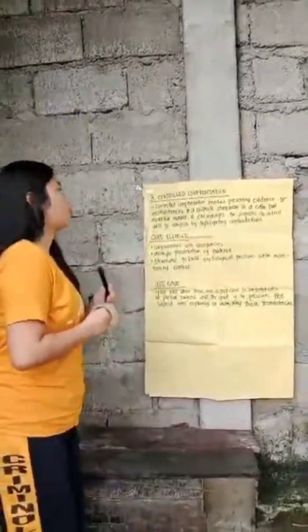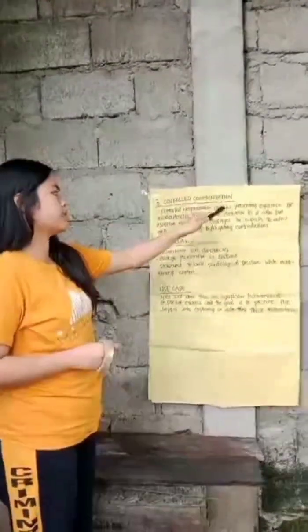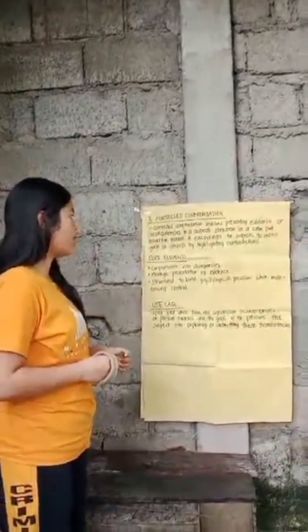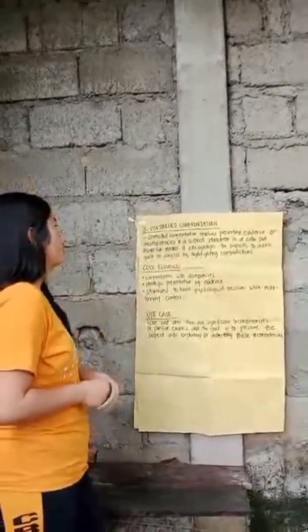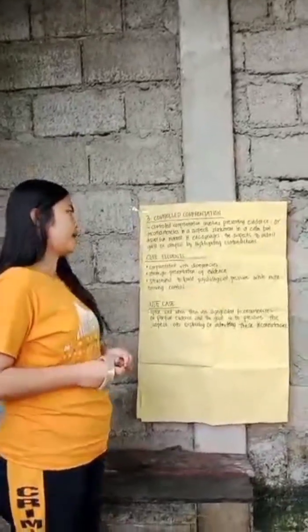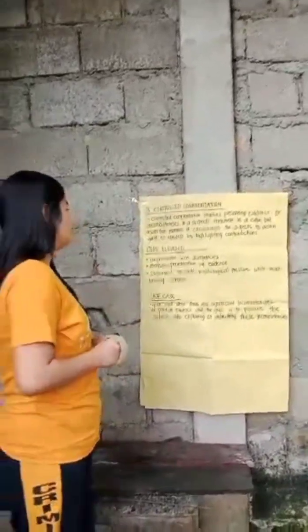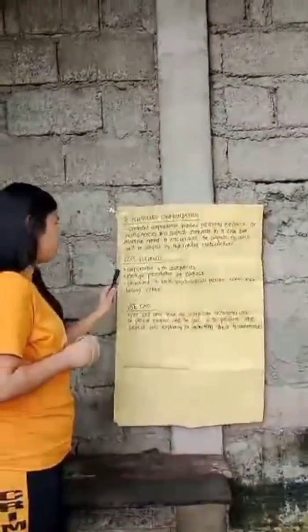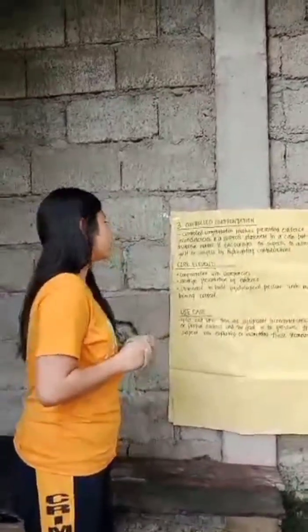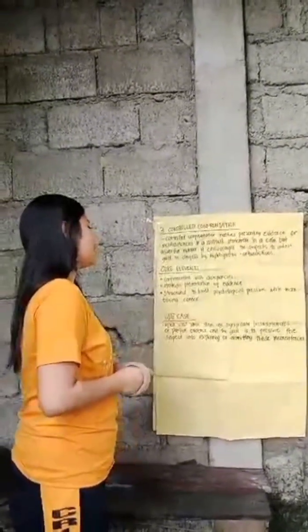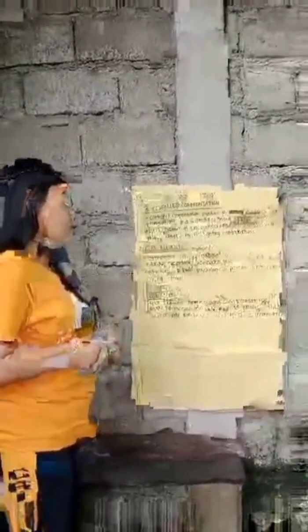Confrontation involves presenting evidence or inconsistencies in a suspect's statement in a calm but assertive manner. It encourages the suspect to admit guilt or confess by highlighting contradictions. These are the core elements of controlled confrontation. First, confrontation with discrepancies. Second is strategic presentation of evidence. Lastly, it is structured to build psychological pressure while maintaining control.